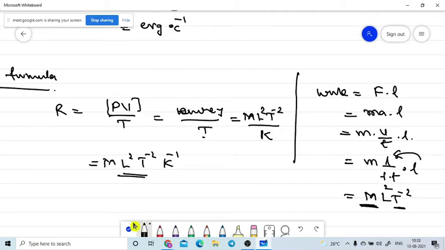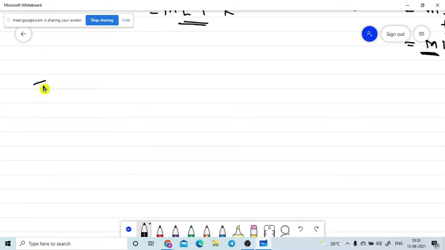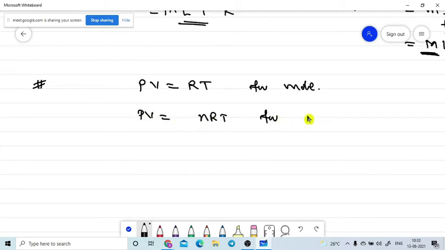Now one more method I am recalling. It is out of syllabus, but they may ask it in your examination. PV is equal to capital RT. It is the equation for one mole. PV is equal to nRT is the equation for n moles of gas. You already know this one. n is equal to the number of moles.